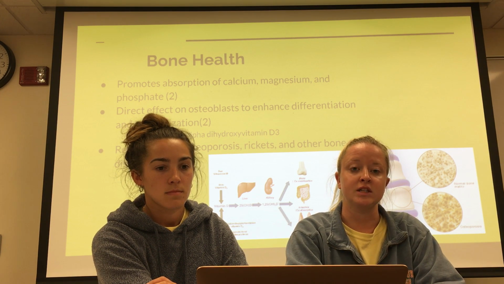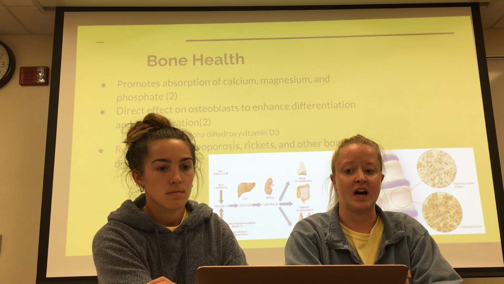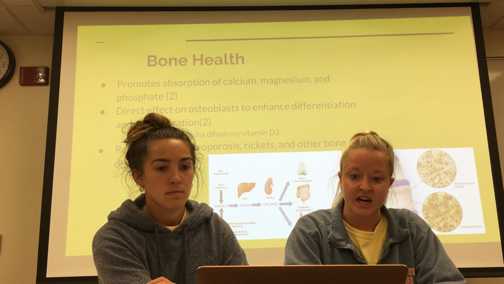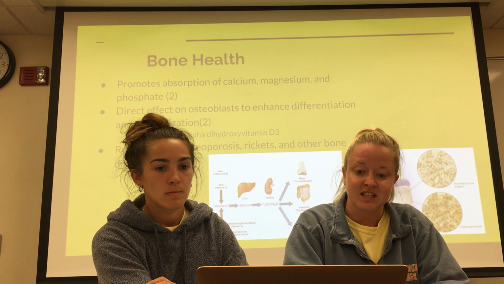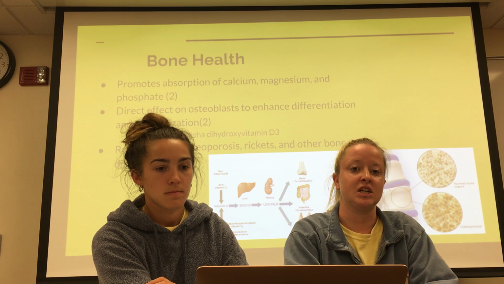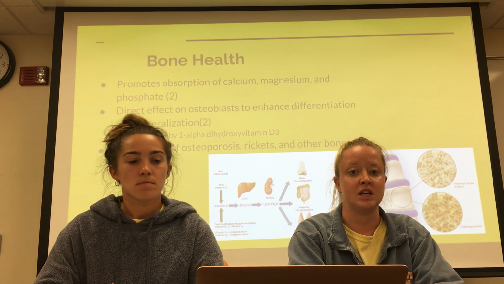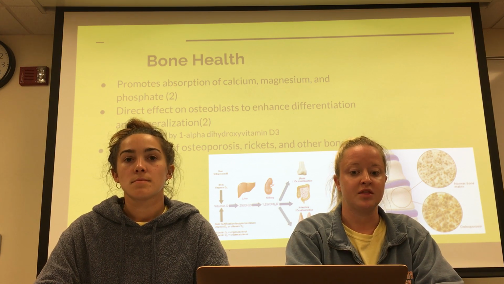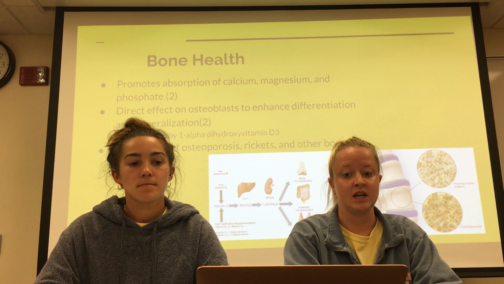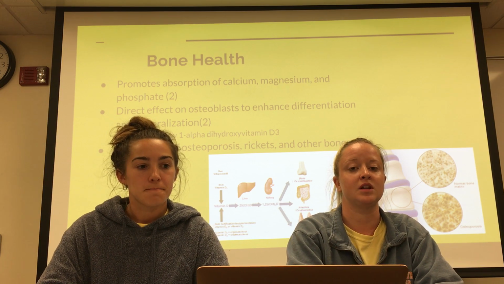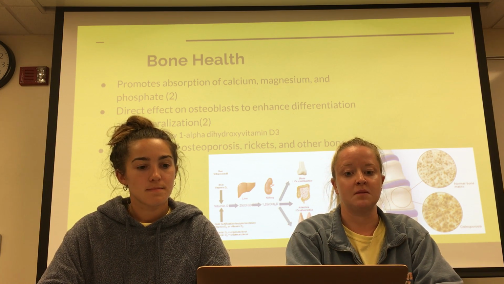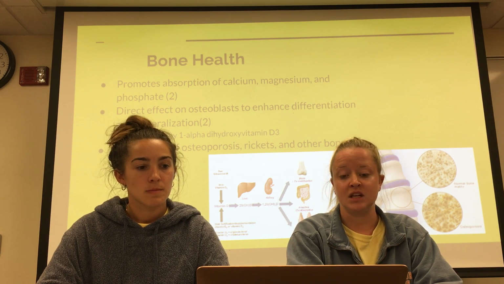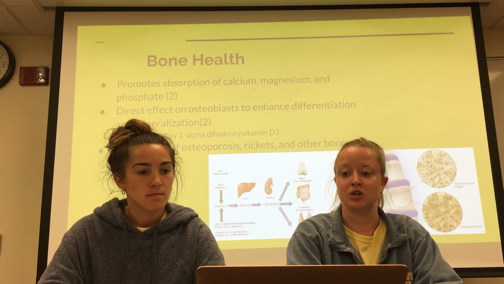Basically it targets bone formation with the 1-alpha 25 dihydroxy vitamin D3, and this basically just enhances differentiation and mineralization of the bone. And both of these also lead to a reduced risk of osteoporosis, rickets, and bone diseases specifically. So if you're deficient in vitamin D, you will have these diseases, especially in older people.